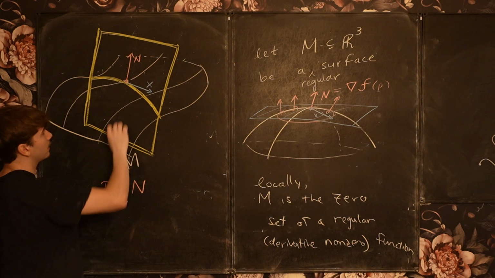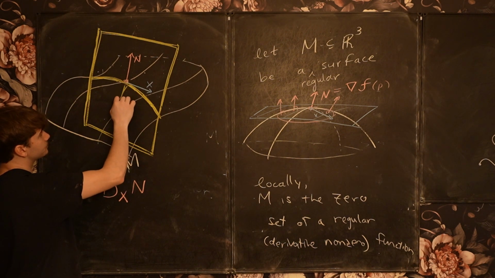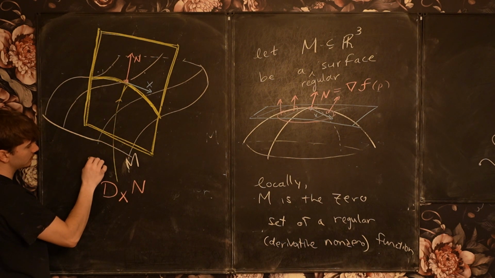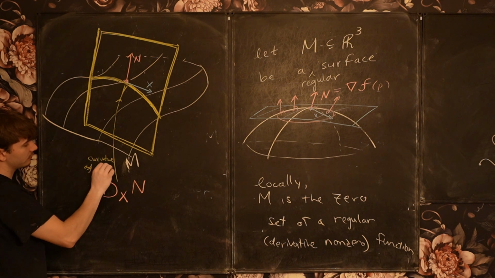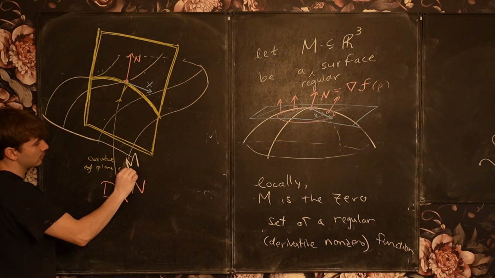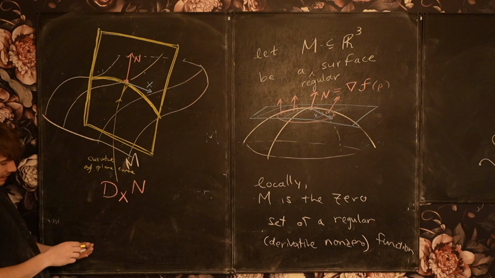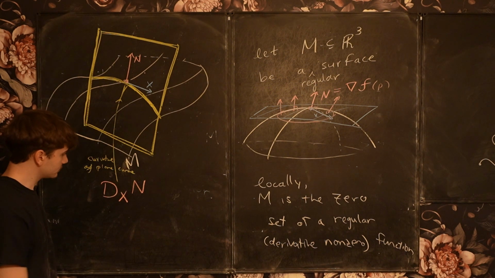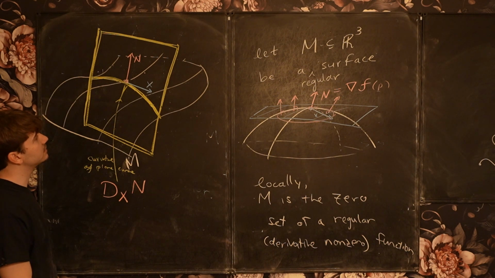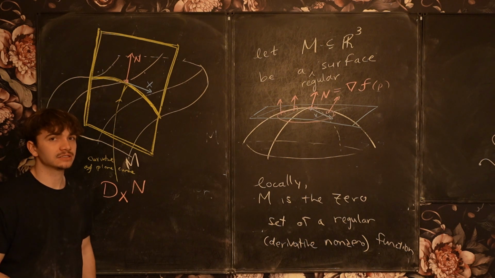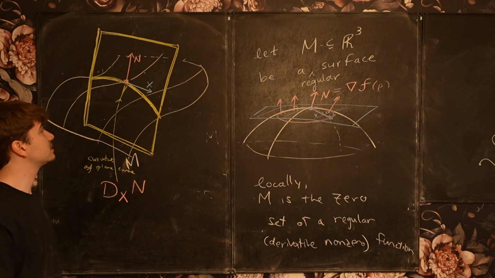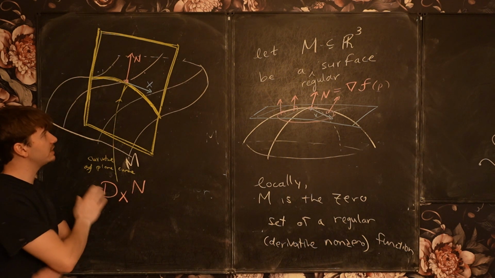So d is the curvature of the plane curve. And the idea is that this vector is going to be in the direction x. It's because of what we discussed previously.